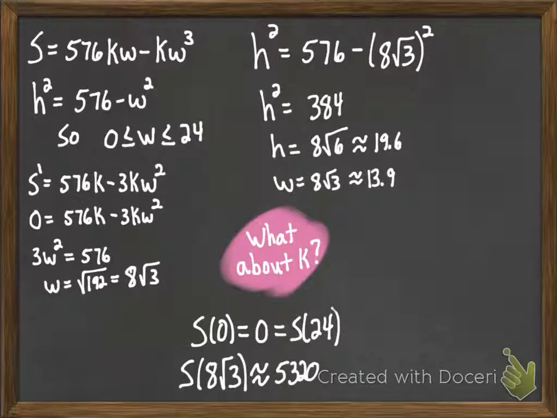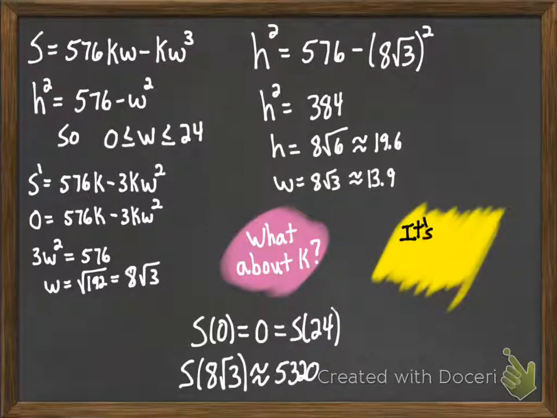And now you might be wondering, well, what about that K? Does the K matter? No, it's just a constant. So the constant would just change. If it's really 5320K, if K is 2, then it's going to be 10,000 or something. If K is 1.5, it's going to be something else, but it'll still be the strongest beam. The constant, again, depends on the type of wood you're dealing with.